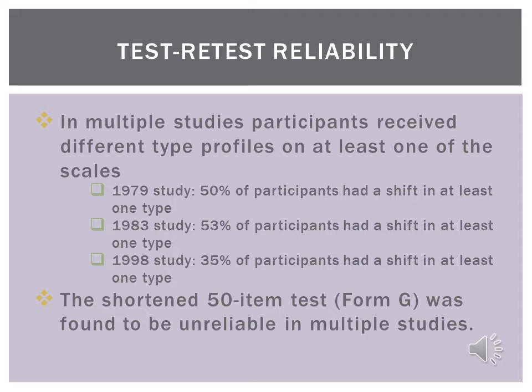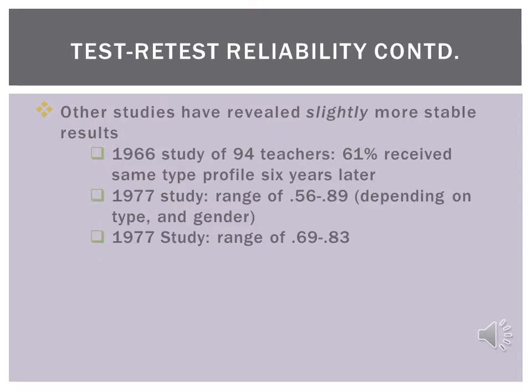Several studies were conducted of the MBTI in which individuals were tested for a second time after a number of weeks. In multiple cases, between 35% and 50% of participants received different type profiles on at least one of the 4 temperament scales. Form G, a shortened 50-item version of the MBTI, was characteristically found unreliable in multiple test-retest studies. While some studies presented the test-retest reliability in a negative light, others attempted to use the results to show that the MBTI is in fact reliable.